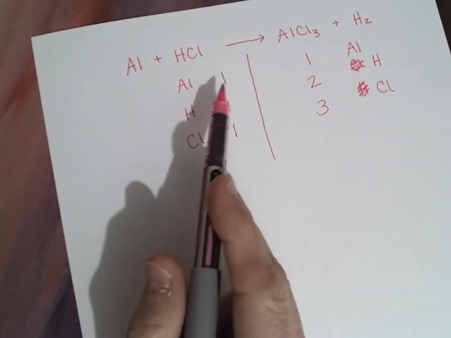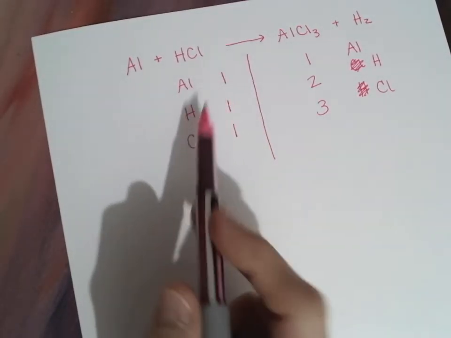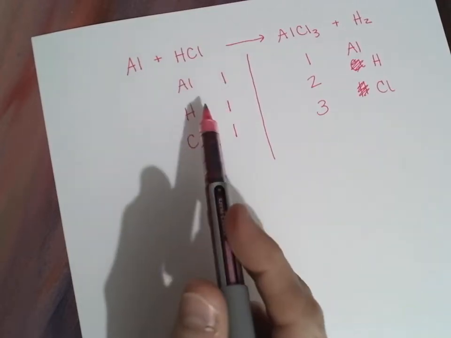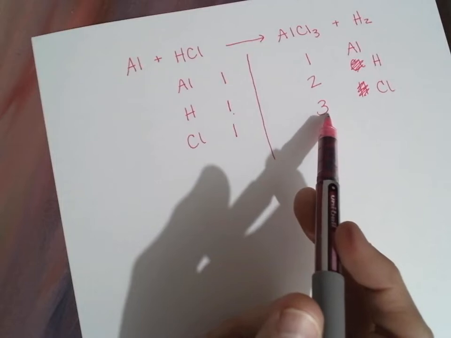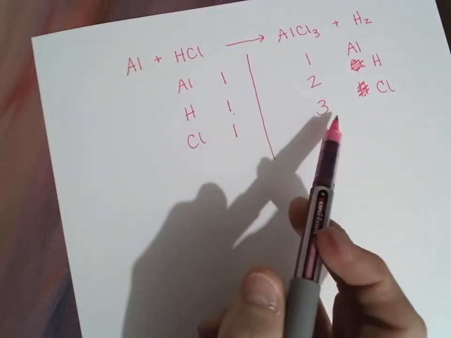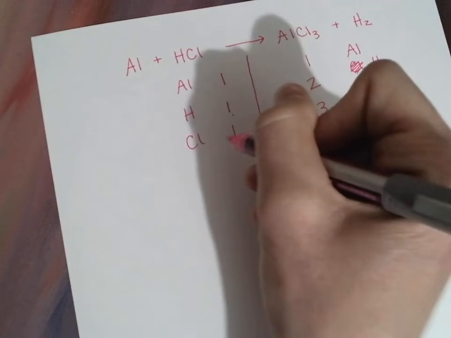Okay, so the first thing we need to do is figure out how to get these balanced. Well, sometimes these 3s can get kind of funny. So I'm going to actually start with chlorine.